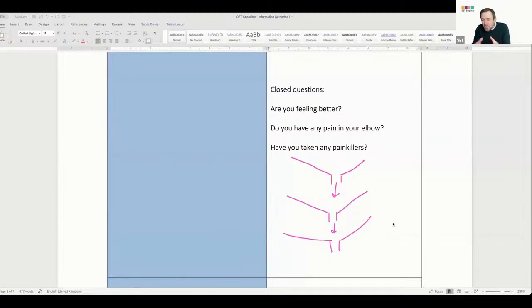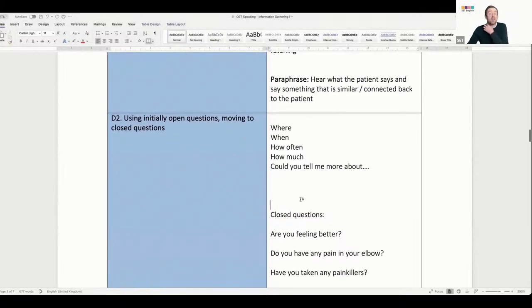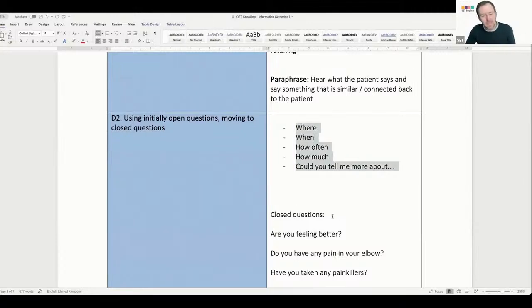You have to start asking them questions like, is it a shooting pain? Or does the pain affect you at night? Does the pain affect your sleep? And you end up trying to get to the point a bit quicker. So we do it a lot. All conversations, all consultations are a combination of open questions and closed. And you're going to get the chance to do that more this week.